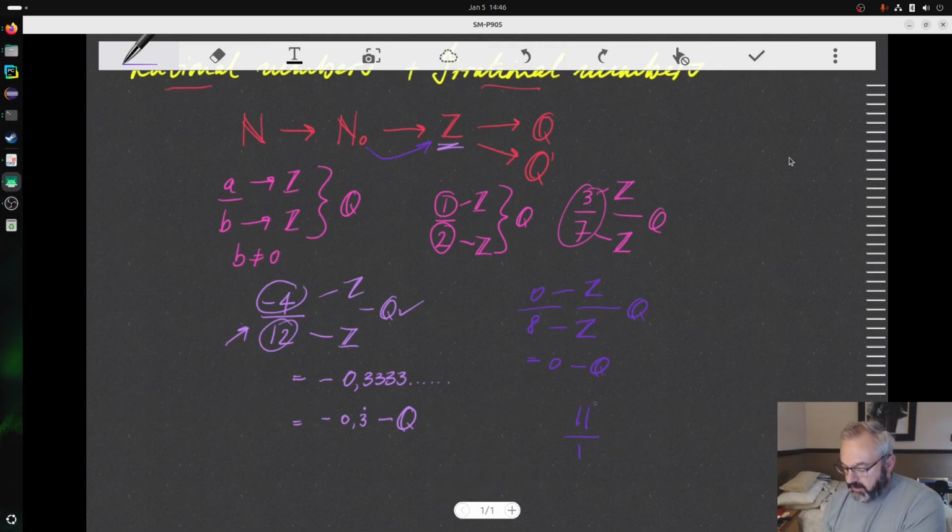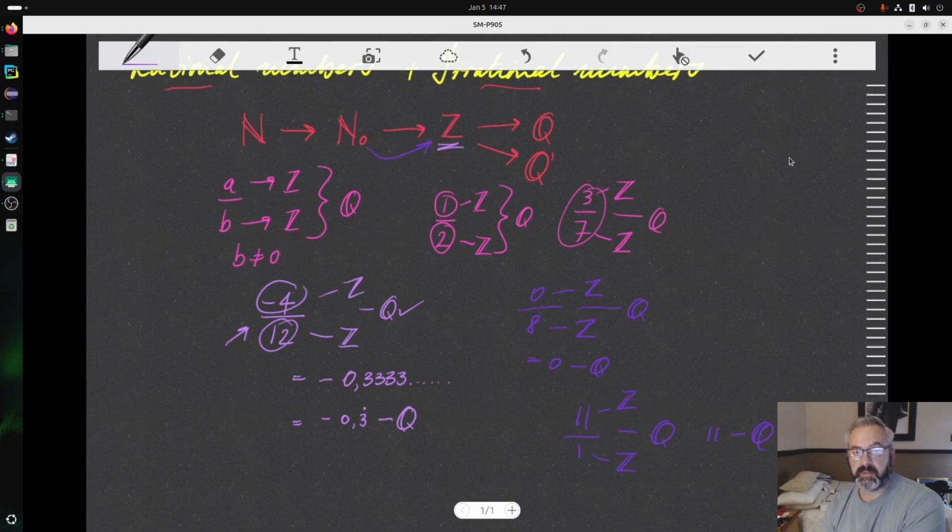We now have a ratio, all right? We have 11 ones, if you want. We have 11 by 1. It's a ratio between two integers. Well, is it? Let's see. Is 11 an integer? Of course, yes, it is. Is 1 an integer? Of course, yes. It is also an integer. So that means that this ratio is a rational number, and that then means that 11 is a rational number. Okay, does it make sense?